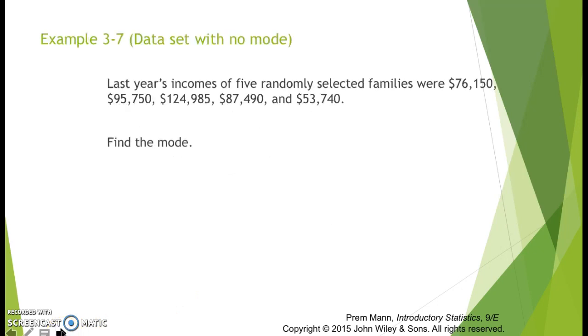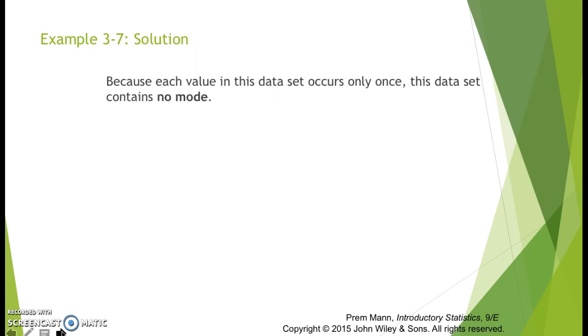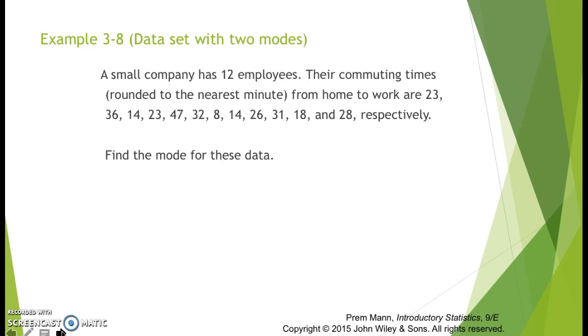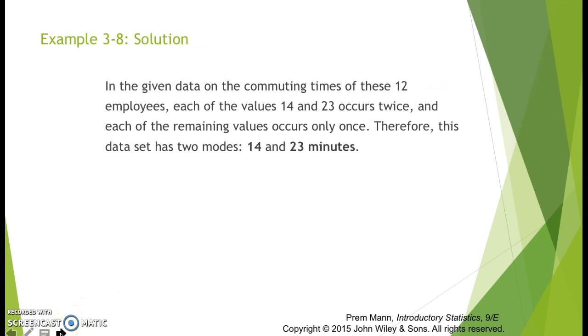So again, we'll just look at a few examples. Here is a data set with no mode. There are no incomes that are repeated in this list. So we just say no mode. Here's another one. We have people's commuting times from work. If we look at that list, we'll see that there are a couple that are repeated. 14 minutes would be one of them. And also it looks like 23 is repeated. And so you can see there is the answer.